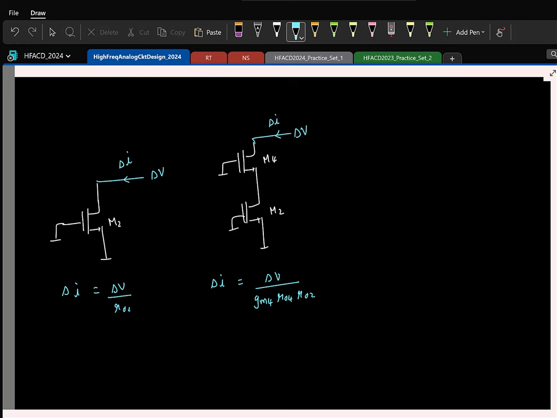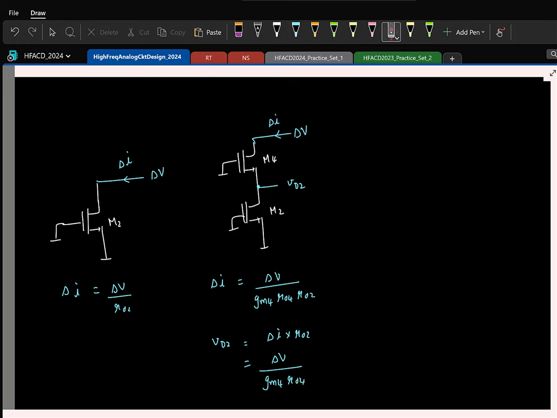So now let us say I look at this VD2, the increment in VD2. What do you think that is? I know that the incremental current here is delta I. So this voltage is the incoming current times the resistance here, which is R02. So that is delta I times R02. So this is basically delta V by gm4 R04.